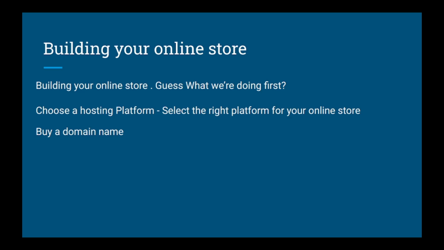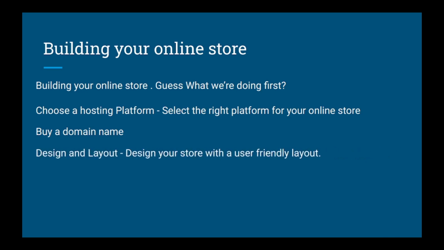What is the next thing after choosing a platform? Buy a domain. A domain is like an address that represents your website on the internet. So that's how somebody can find your business. Once you've bought a domain, you should be thinking about design and layout. Design your store with a user-friendly layout, something that users are going to enjoy visiting or using.